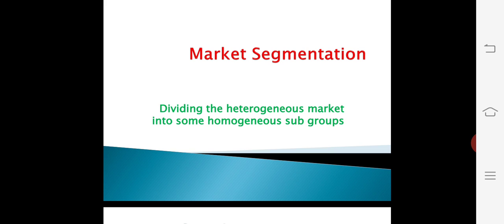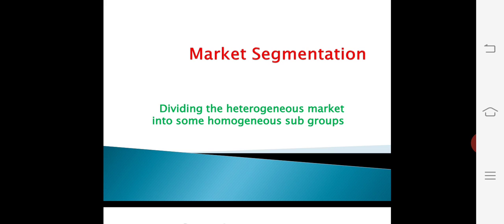This is called segmentation. In order to make things convenient, sometimes we break a bigger thing into smaller parts and then we differentiate these parts. This is called segmentation. Similarly, the marketers divide the heterogeneous market into some homogeneous subgroups, and that is called market segmentation.